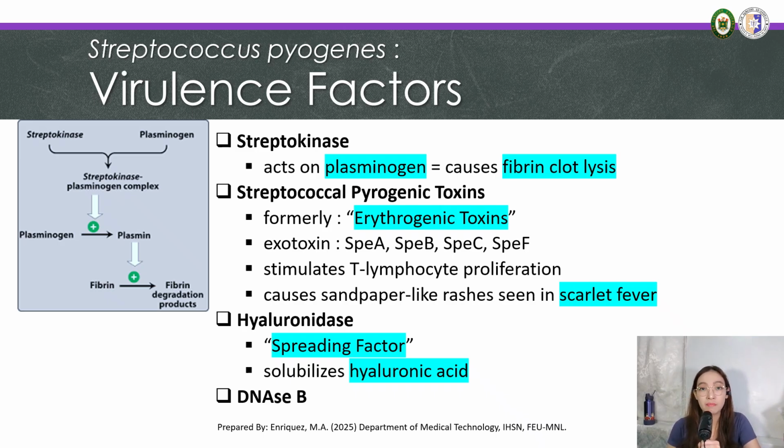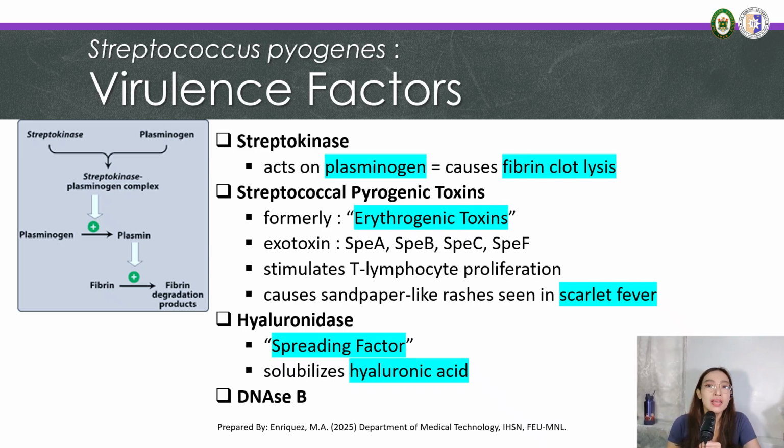Next are streptococcal pyrogenic toxins, formerly known as erythrogenic toxins. These are responsible for toxins that are formed during the cases of scarlet fever, which would lead to the production of rashes. Okay, so we'll talk more about that later. Pero kasama po sa mga prominent clinical manifestations ng scarlet fever ang erythematous rashes na meron yung pasyente. So there are four immunologically distinct serotypes of pyrogenic toxins that may be produced by Strep pyogenes. And these are SPA, SPB, SPC, and SPF.